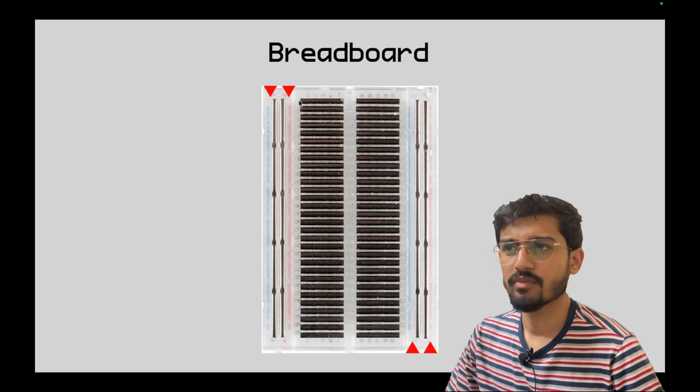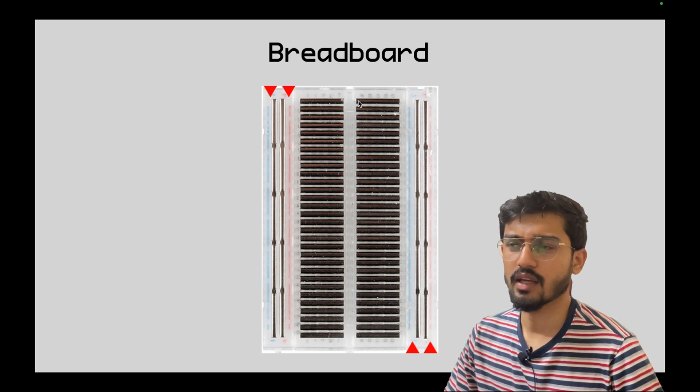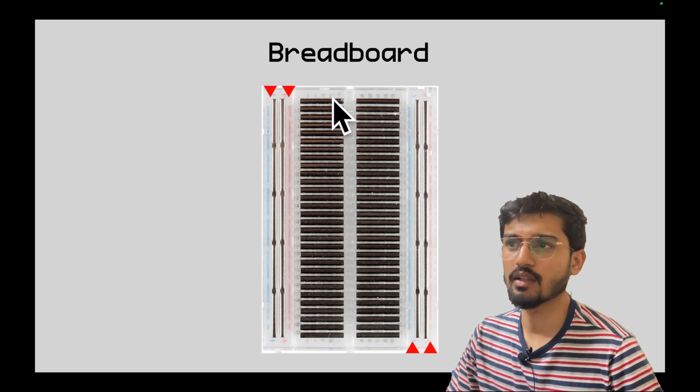You can see that this row, which contains 5 holes, is shorted, but then there is a trench in the middle, right? And on the other side of the trench, again, the 5 holes are shorted. So if you connect something on this side, it is not connected on the other side of the breadboard. So you would have to bridge this using some kind of a wire if you want to connect the entire row.